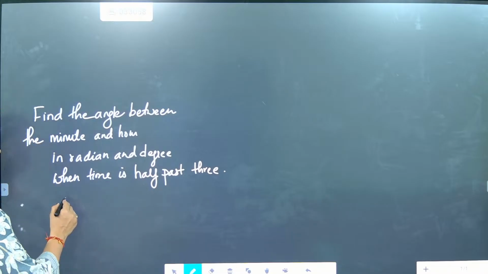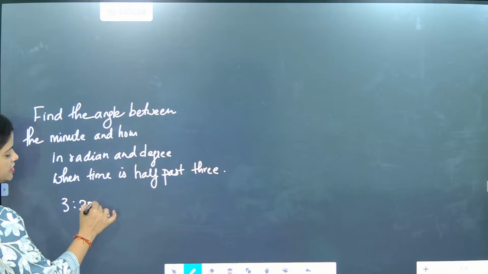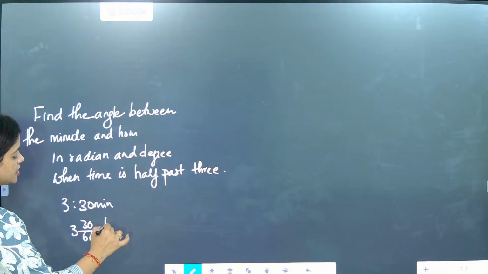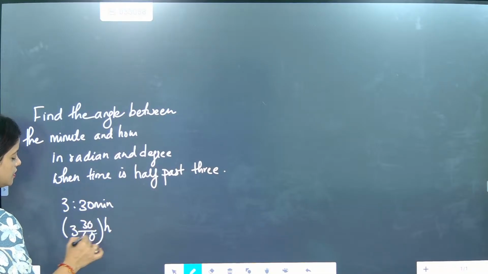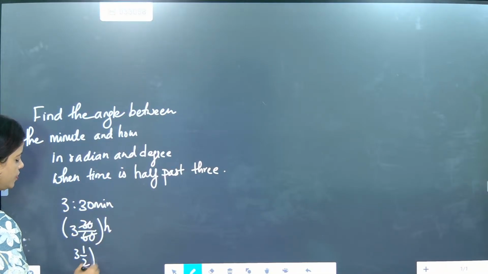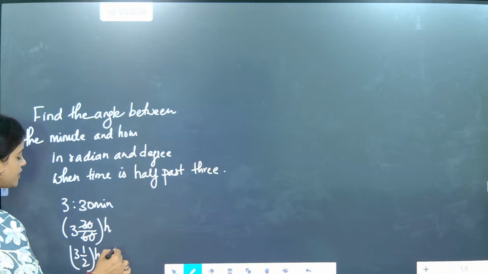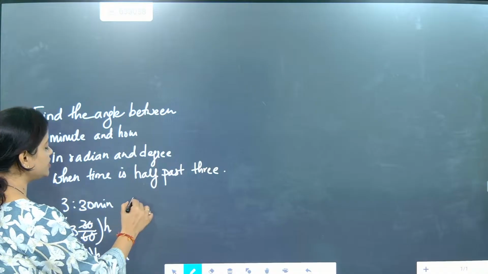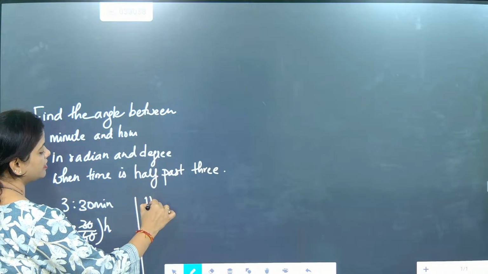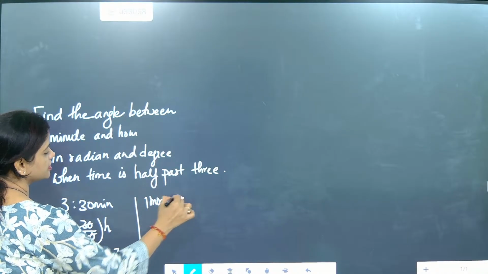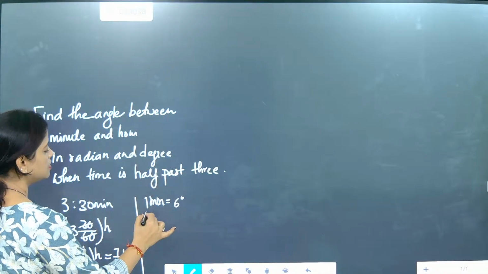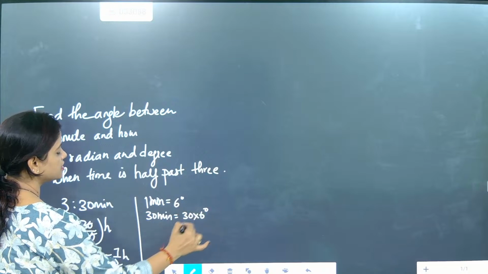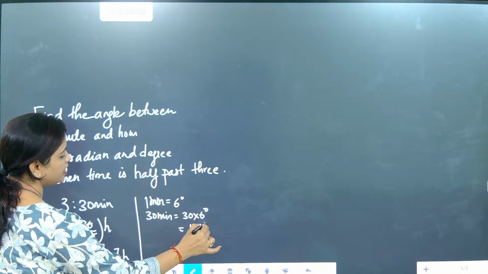Let's check this one out. So 3 hours 30 minutes, so 3 and 30 by 60 hours, so 3 and 1 by 2 hours, so it will come 7 by 2 hours. Total hour is coming as 7 by 2. Now in degree, check minute: 1 minute is 6 degrees, so total 30 minutes is 30 into 6 degrees, so it is coming as 180 degrees.